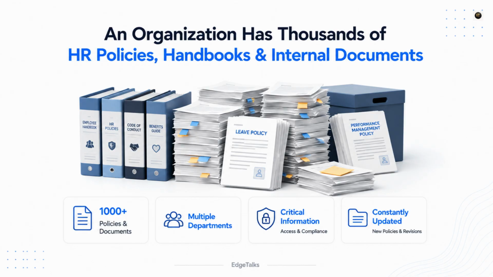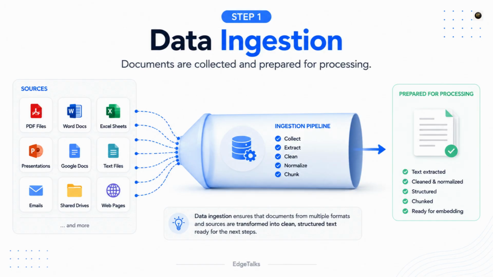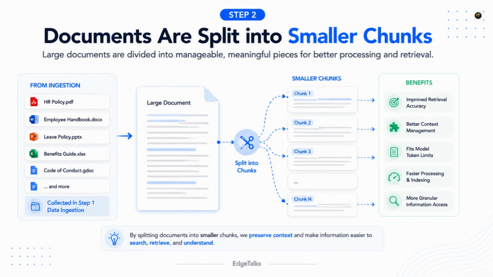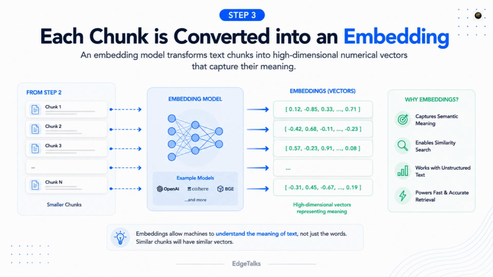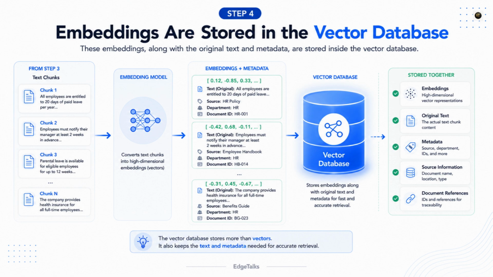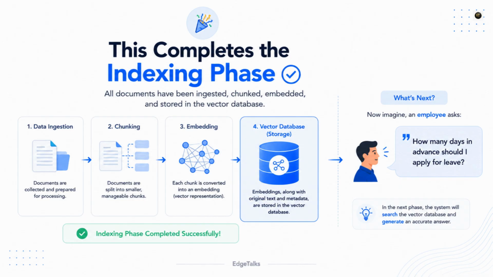The first step is data ingestion. The documents are collected and prepared for processing. Next, the documents are split into smaller chunks. Each chunk is then converted into an embedding using an embedding model. These embeddings, along with the original text and the metadata, are stored inside the vector database. This completes the indexing phase.